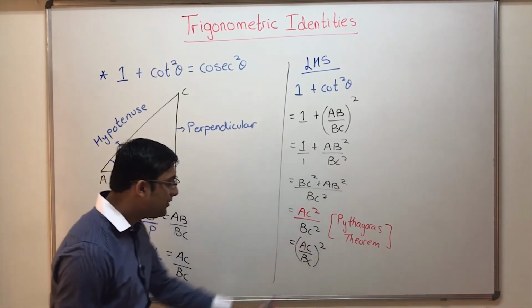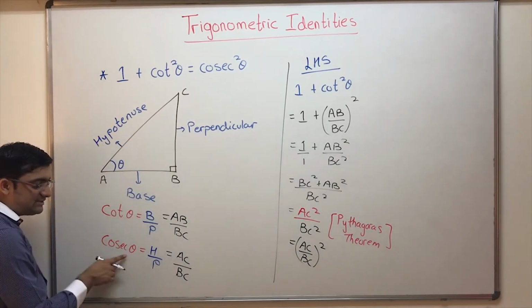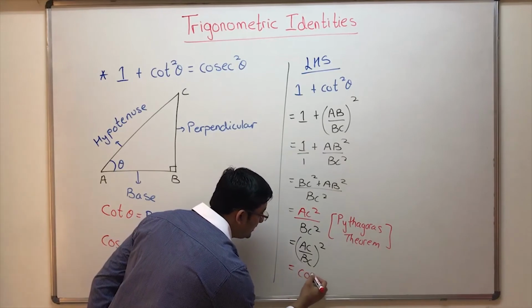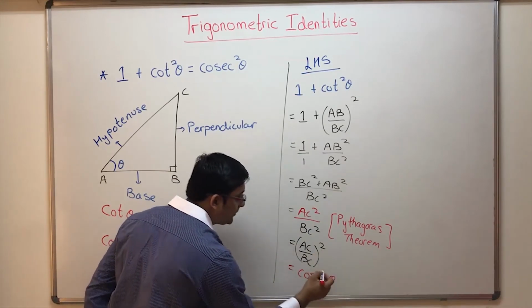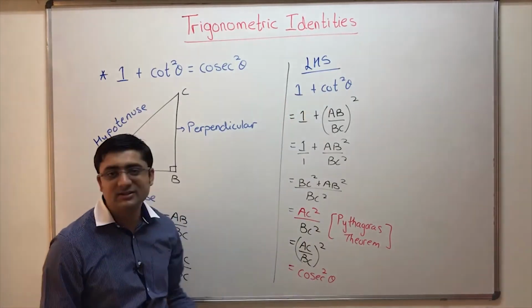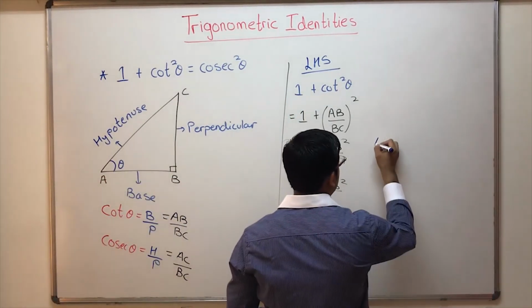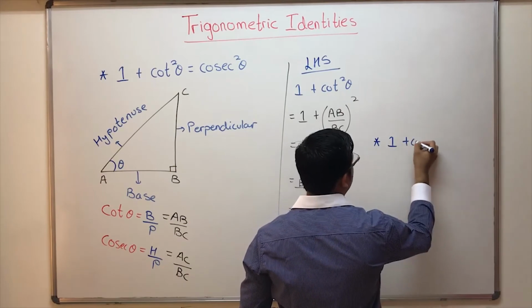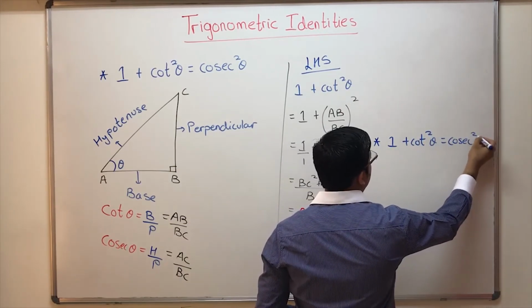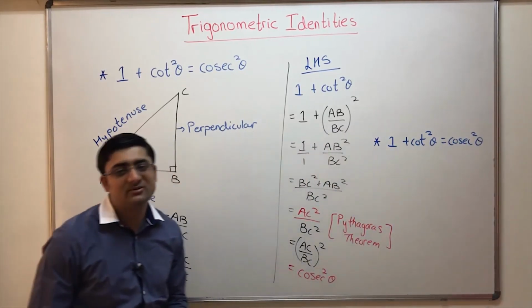Is this clear? Now what is AC by BC? AC by BC is clearly cosec theta. Right? We have square, so cosec square theta. So we have 1 plus cot square theta is equal to cosec square theta. Right? So I'll write it over here. So 1 plus cot square theta is equal to cosec square theta. So this is how you prove this trigonometric identity.